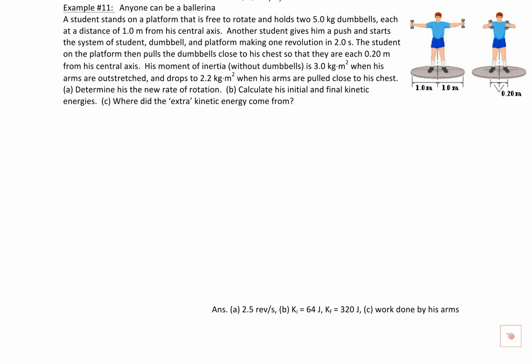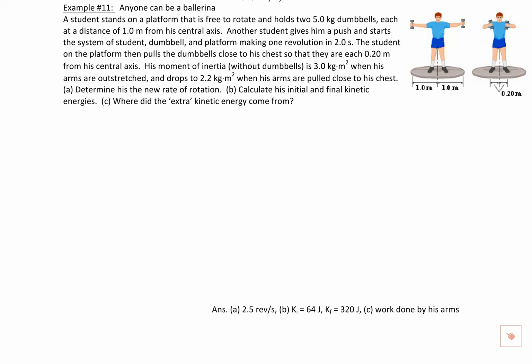Welcome to example number 11, called Anyone Can Be a Ballerina. A student stands on a rotating platform, which is shown here. We'll assume that there's no friction on the platform, but it's able to rotate with ease. And he's holding two 5-kilogram dumbbells, one in each hand, 1 meter away from the central axis.